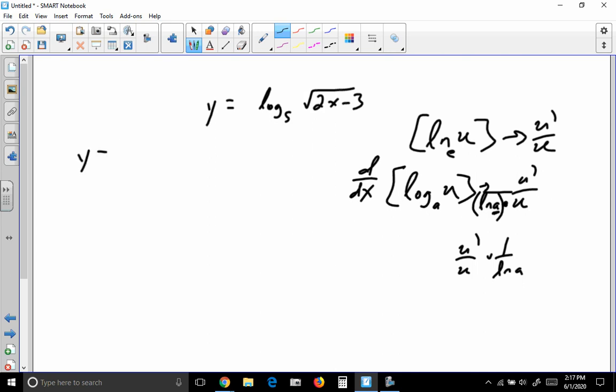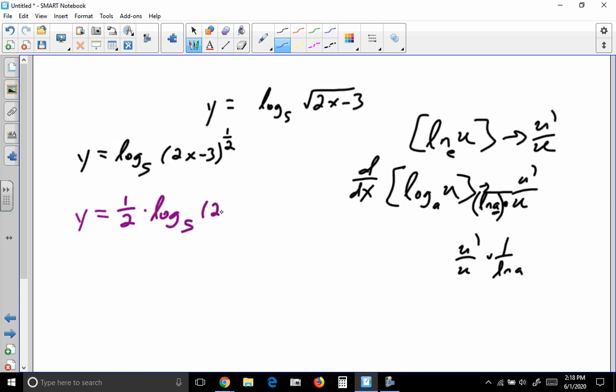So, by getting rid of the square root on this one. If we have the square root of a polynomial or whatever, we can rewrite that as to the 1/2 power. And one of the properties of logarithms says that if we have log of something that has an exponent, we can put that exponent in the front. And we can call that 1/2 log base 5 of simply 2x minus 3.